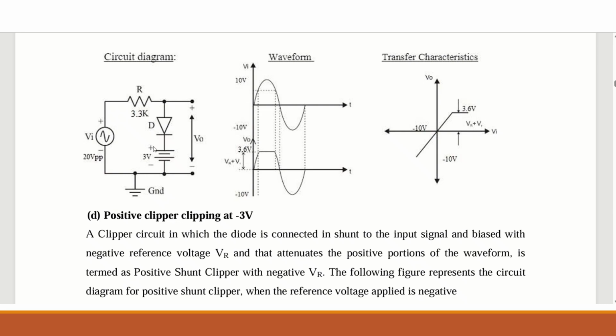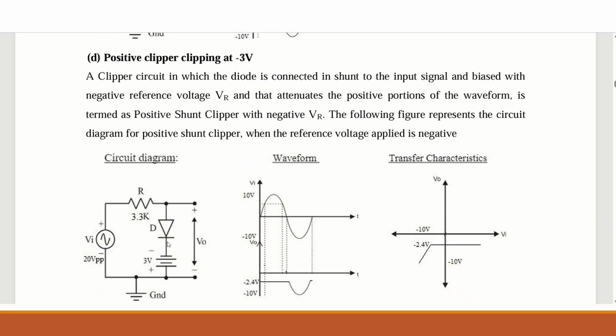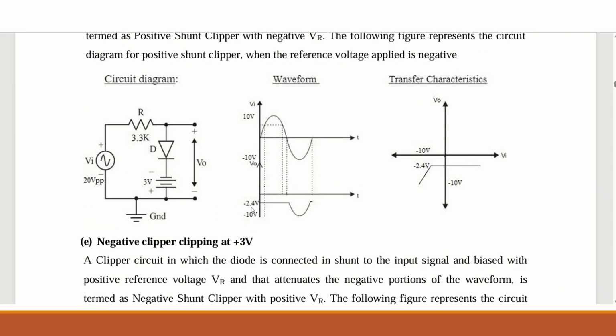Likewise, when the battery supply is reversed, we get a positive clipper with a negative biasing voltage. What will happen to the output voltage? The terminal potential we can add: 0.6 plus minus 3. This means the effective voltage at the output terminal will become minus 2.4.